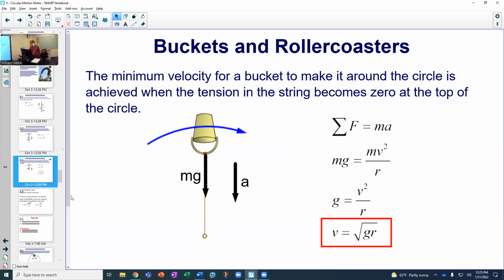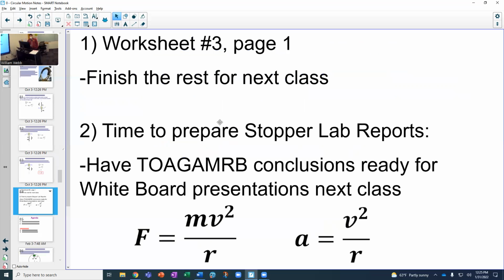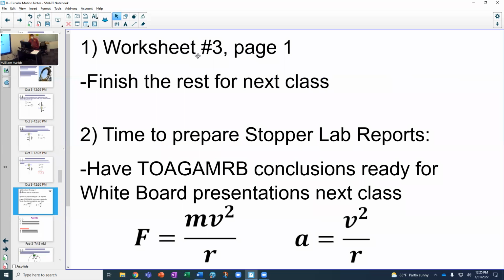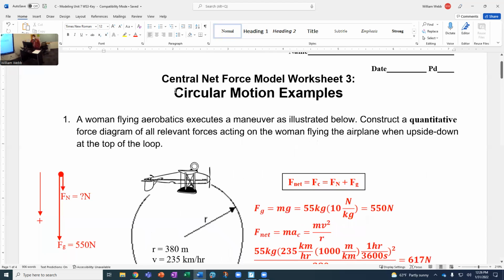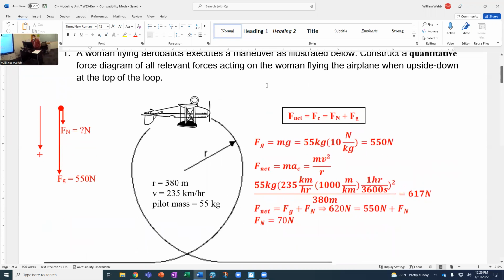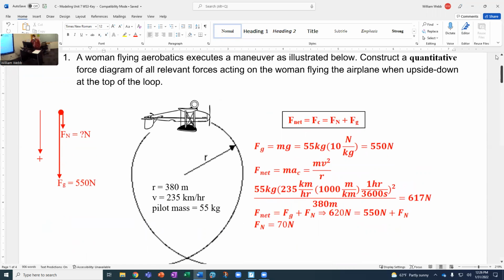All right, so let's continue and review for the exam by looking at worksheet 3 here. We're going to look at just the first page. Hopefully you had a chance to get at least that much done. So let's look through this first problem. It says we've got a woman flying aerobatics, and she's executing a maneuver as illustrated below. So she is flying this plane in a circle, a vertical circle.